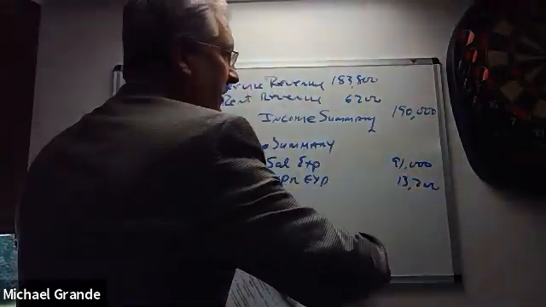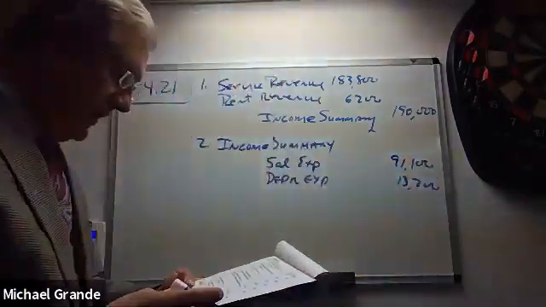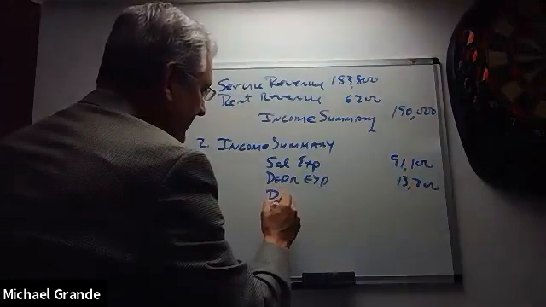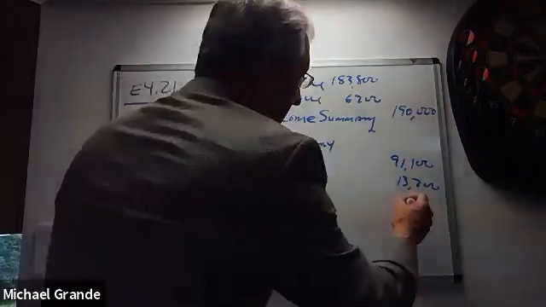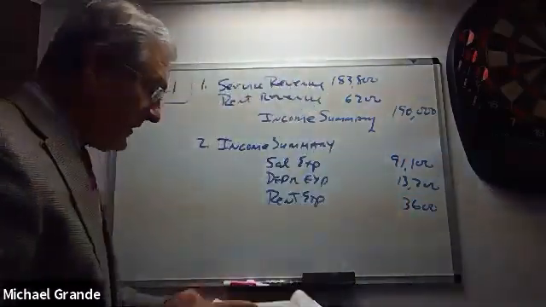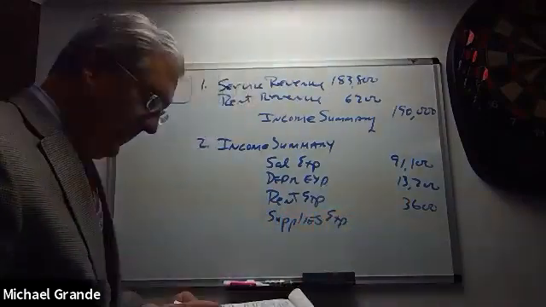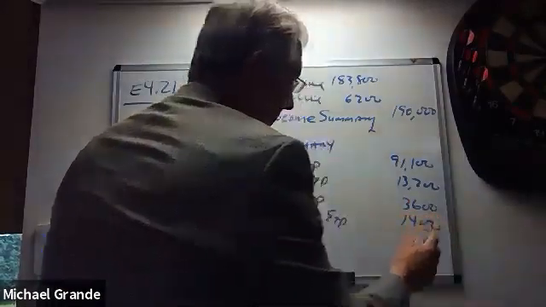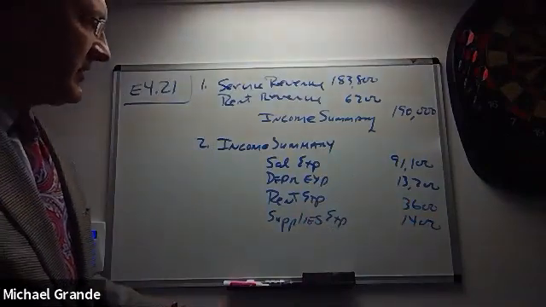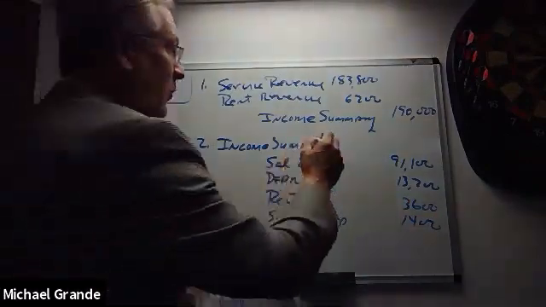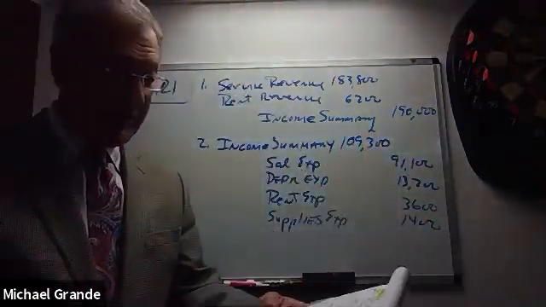I'm sorry, this is $91,100. We're going to credit rent expense in the amount of $3,600. And we're going to credit supplies expense in the amount of $1,400. So we add those four accounts up: salaries expense, depreciation expense, rent expense, and supplies expense, and that's going to add up to $1,093. That's going to be the debit. Remember, your debits have to equal your credits.